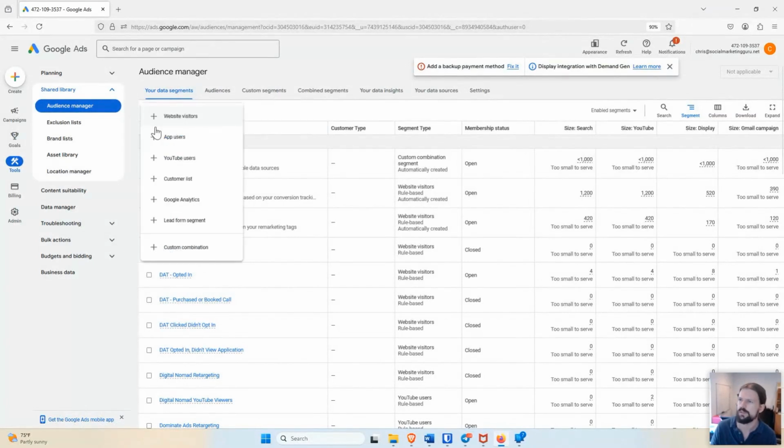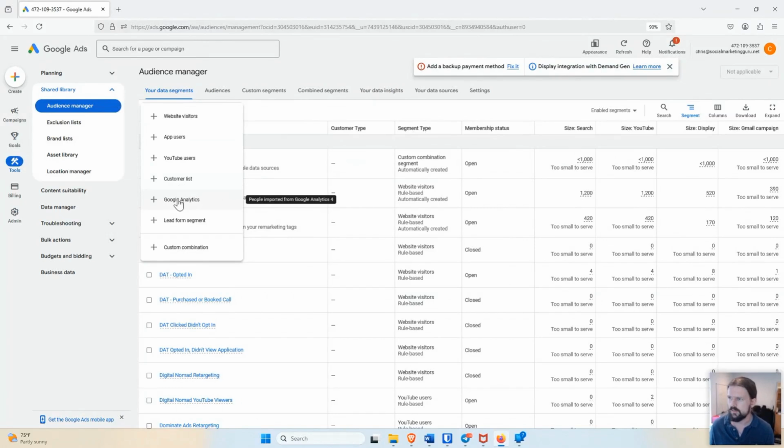So I can create a remarketing list. I can put website visitors, so people who visited my website or a particular landing page. I can do people who have downloaded my app, people who have watched my videos on YouTube. I can upload a customer list. Like if I have a list of email addresses of people who have bought my product, I can upload that, and then I can sell them some kind of add-on service using an ad.